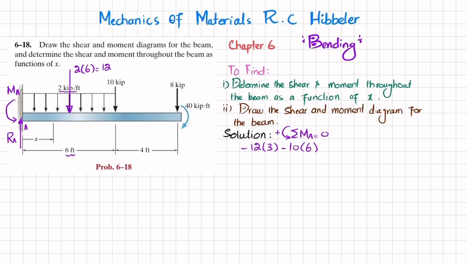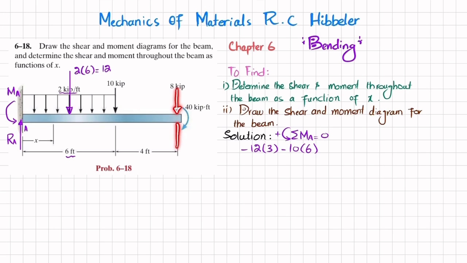The third moment that is produced is due to this 8 into perpendicular distance, which is this 10, and this is also clockwise, so it will be negative. So I will write minus 8 into 10, and this clockwise external moment which is minus 40, plus this external moment which is counterclockwise, MA, will be equal to 0. So when you solve this, you will get the moment about point A equal to 216 kips into feet.